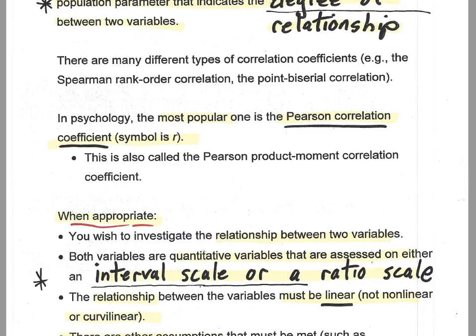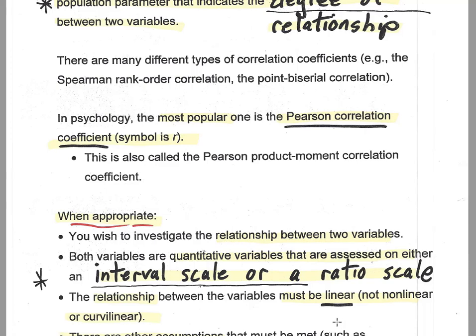With most of our stats, I begin by talking about under what circumstances it is appropriate to use this statistic. It's appropriate to use the Pearson correlation coefficient when you wish to investigate the relationship between two variables. Both of the variables are quantitative variables. They're assessed on either an interval scale or a ratio scale. Those are our two highest levels of measurement. The relationship between the two variables must be linear. It can't be nonlinear, curvilinear.